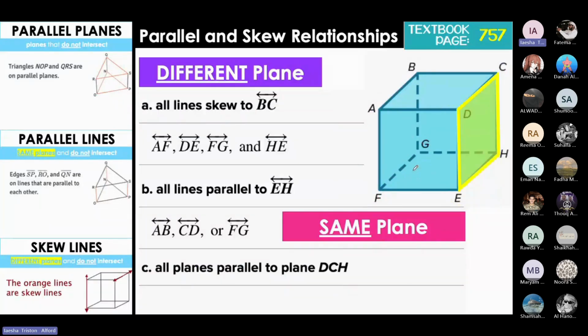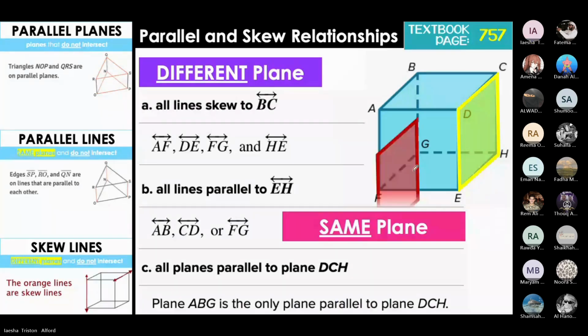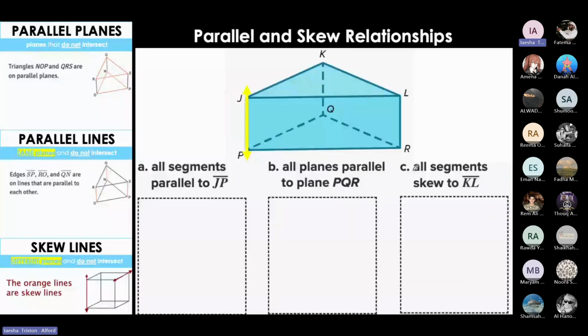What's parallel with DCH? The plane ABG. ABG, fine. So that's that. Try again. We want parallel. Parallel means same plane. So what's in the same plane as JP? LR and KQ. So these are parallel.